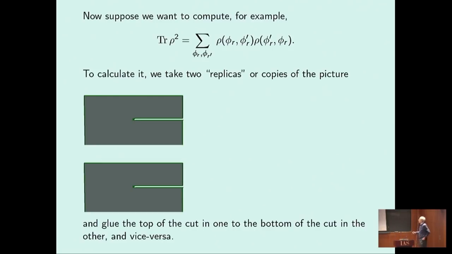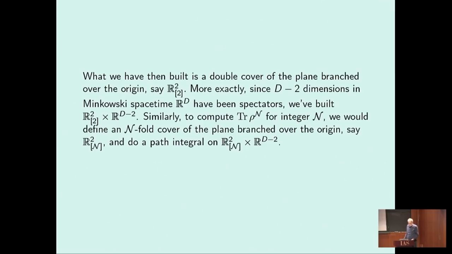Now suppose, for example, you wanted to calculate the trace of rho squared. Well, if rho is a matrix whose matrix elements are rho of phi and phi prime, then the trace of rho squared would be like so. And since we compute the matrix element of rho with the path integral on a cut plane, well, two rows with the two cut planes. And as one of the speakers explained yesterday, we glue the top of the cut in one to the bottom of the cut in the other, and vice versa. Because we want to contract this index with this one and vice versa, and gluing one cut to the other, what we produce is a double cover of the plane with a branch point at the origin. So, well, more exactly, since d minus 2 dimensions have been spectators, we've built a double cover of the plane times Euclidean space of dimension d minus 2.